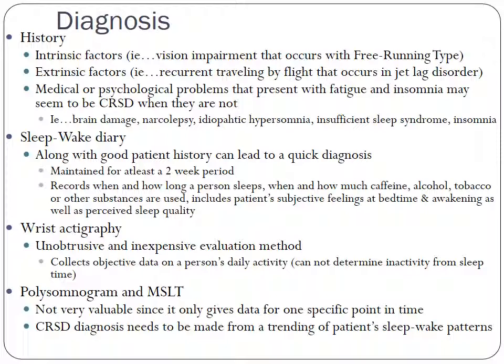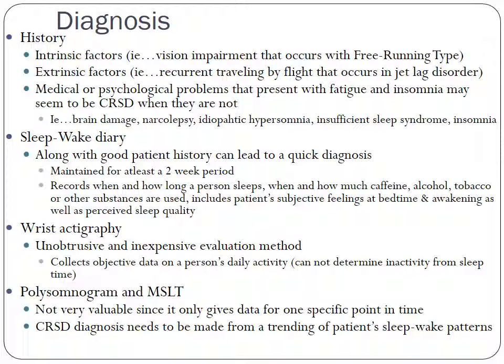To do this, we want to look at a sleep-wake diary. So along with a good patient history, a sleep-wake diary can lead to a quick diagnosis without the need of a polysomnogram. We want them to keep a diary for at least a 2-week period, and this is going to record when and how long a person sleeps, when and how much caffeine they ingest, alcohol, tobacco use, or other substances. This is going to include the patient's subjective feelings at bedtime and at awakening, as well as their perceived sleep quality. So for each night, they also rate how well they think they slept.